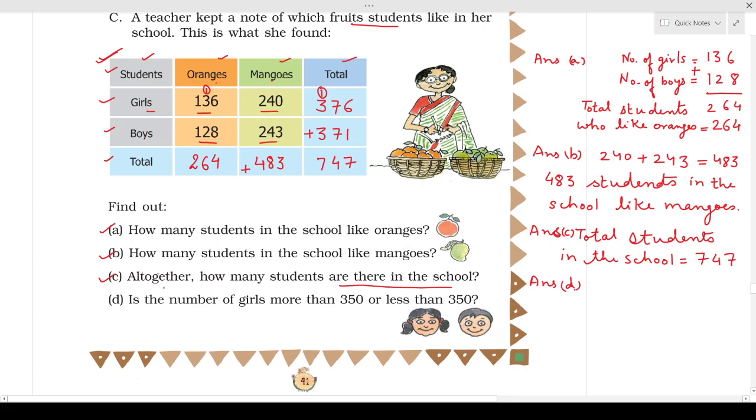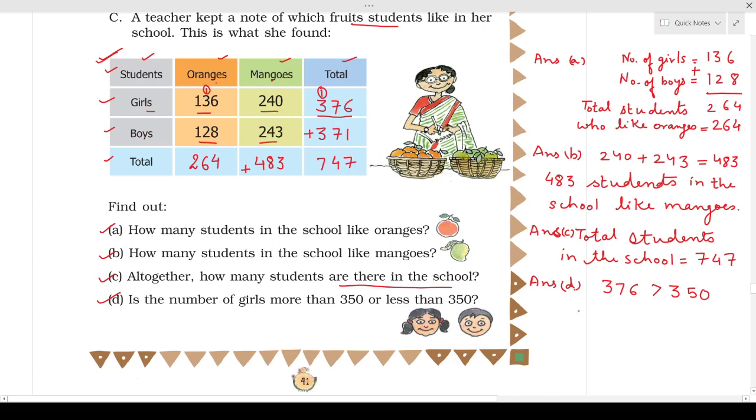So what you have done in question C, children, is add the total number of boys and the total number of girls. Now I am going to explain question D. Is the number of girls more than 350 or less than 350? So children, when you added the number of girls who like oranges and the number of girls who like mangoes, you got 376. Now you have to tell whether 376 is greater than 350 or less than 350. So it is greater than 350.